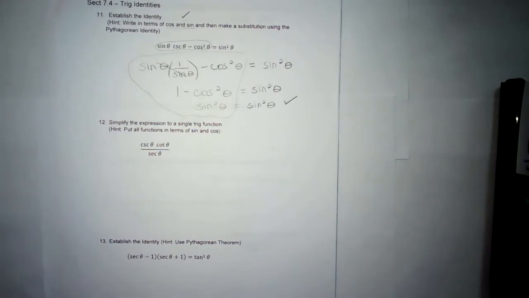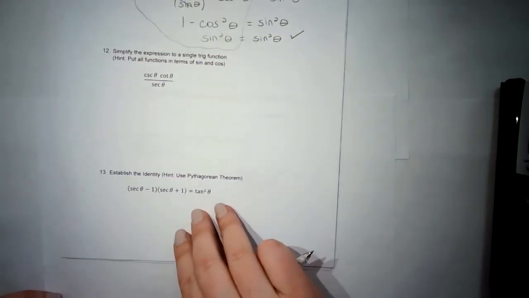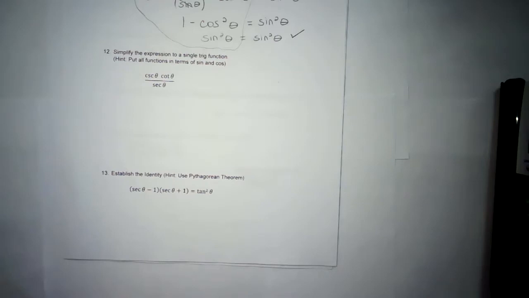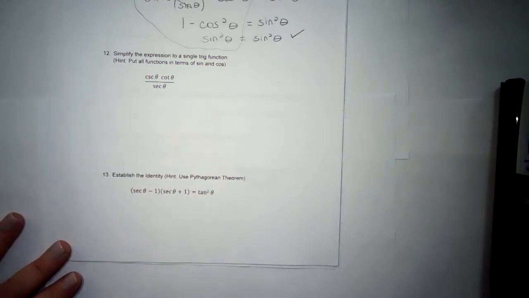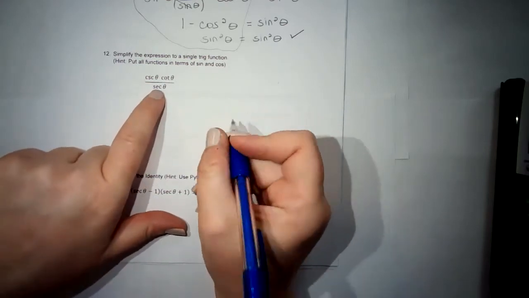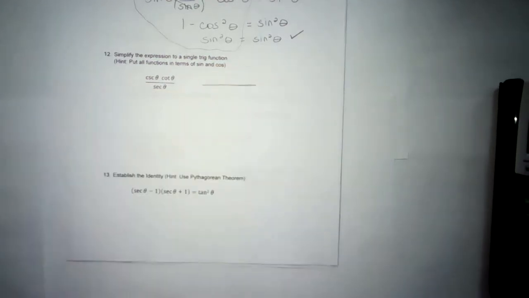Okay. All right. Let's try the next one. Okay. Simplify the expression to a single trig function. Okay, so this is how you know when you're going to stop. You're going to stop when you only have one trig function. That means one of the big six. As soon as you get there, you're done. Okay, it gives us a little hint. Put it in terms of sine and cosine. Okay, well, here we go. Nobody's in terms of sine and cosine. So if I look down there in the end, what can I turn cosecant into?